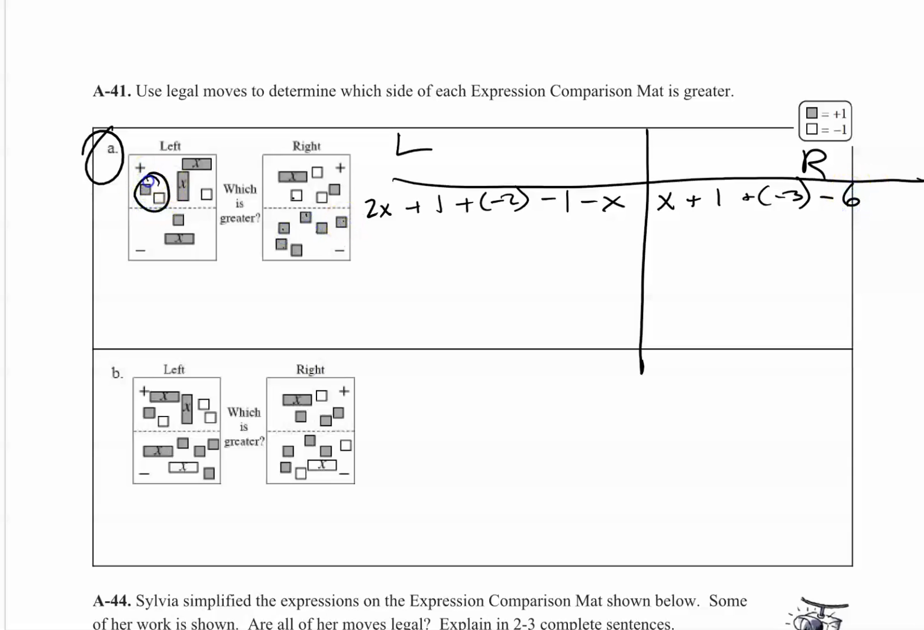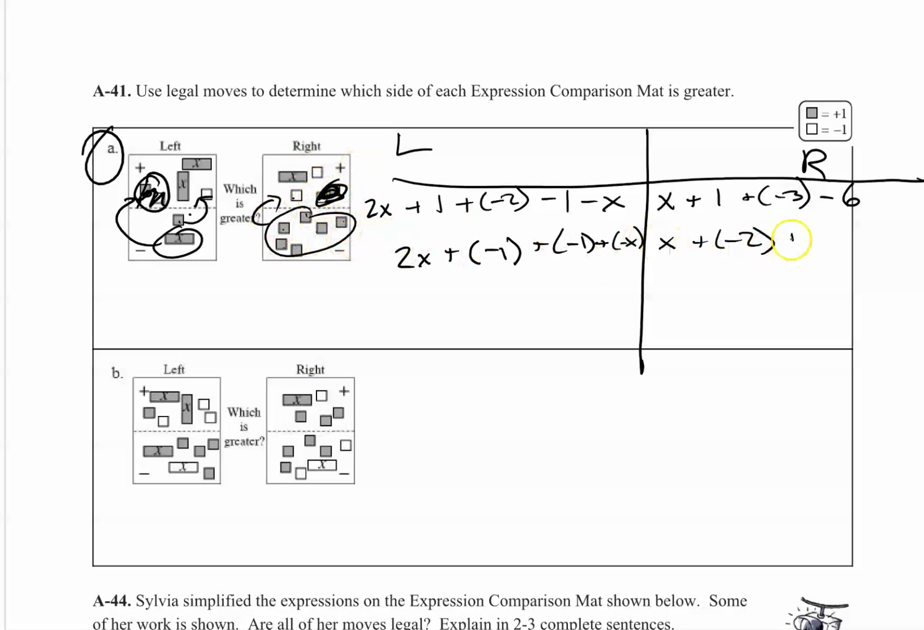Okay, so I like making 0 pairs first. So those are going to 0 out. These are going to 0 out, and that's going to be it. At the same time, I'm going to flip these from negative to positive. So on the left-hand side, what do we have left? 2x plus negative 1. This flips to become plus negative 1. This flips to become plus negative x. On the right-hand side, we now have x plus negative 2. And then these 6 tiles become negative, so it's plus negative 6.